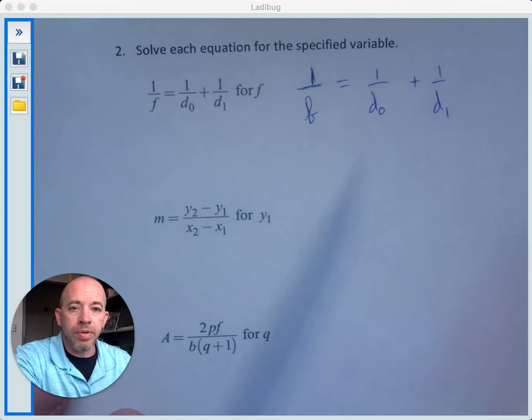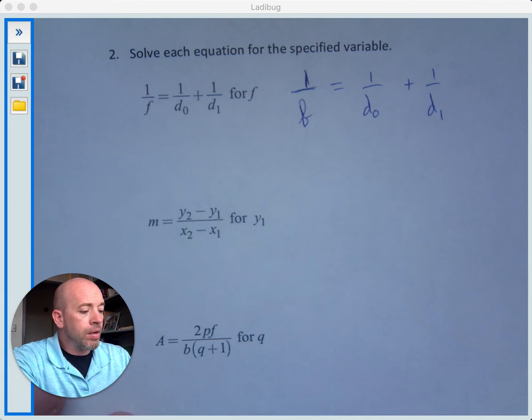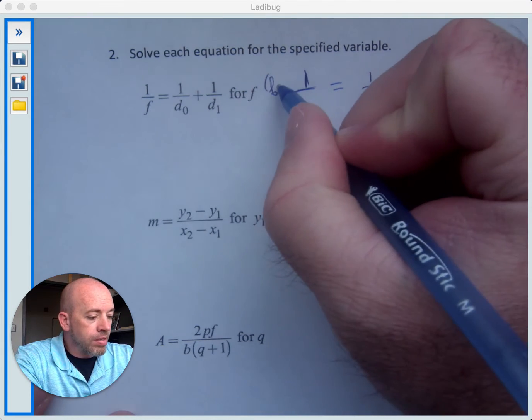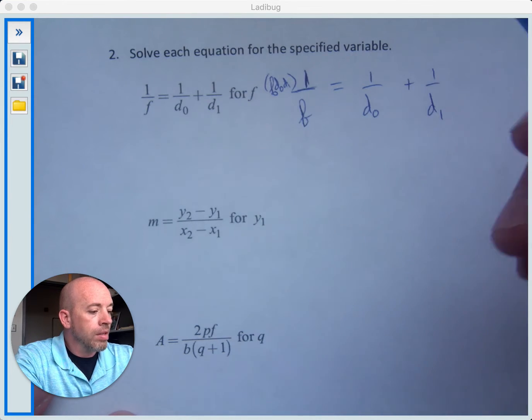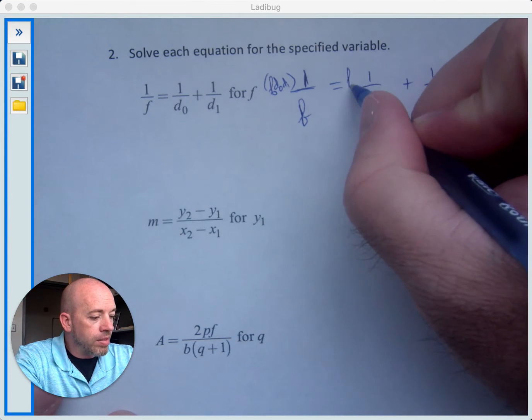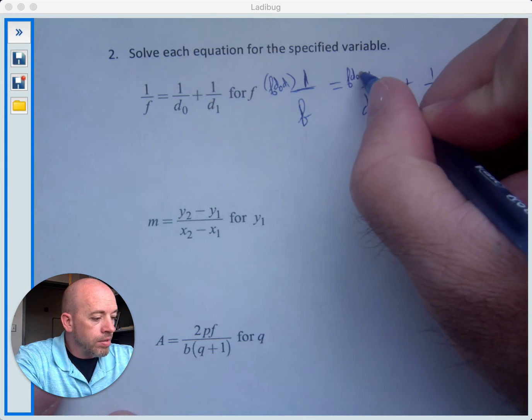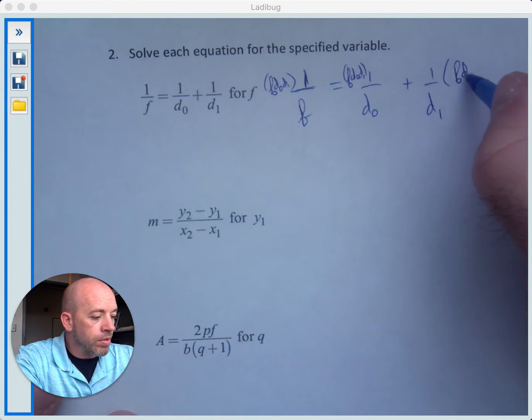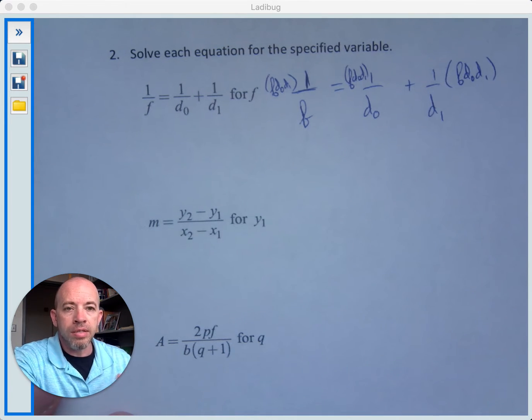All right, so I'm going to multiply every term by all three denominators. So I'll multiply this by f d sub 0, d sub 1. Multiply this by f d sub 0, d sub 1. Multiply this by f d sub 0, d sub 1. And let's see what happens.